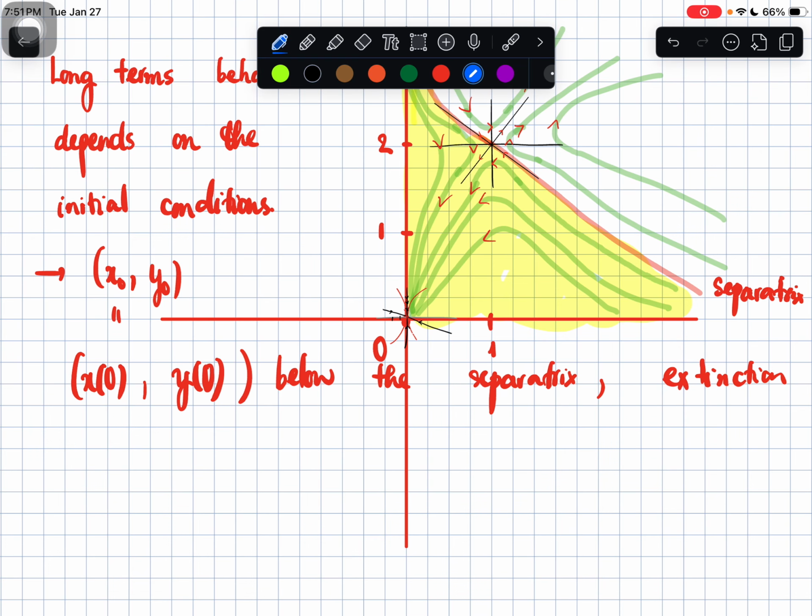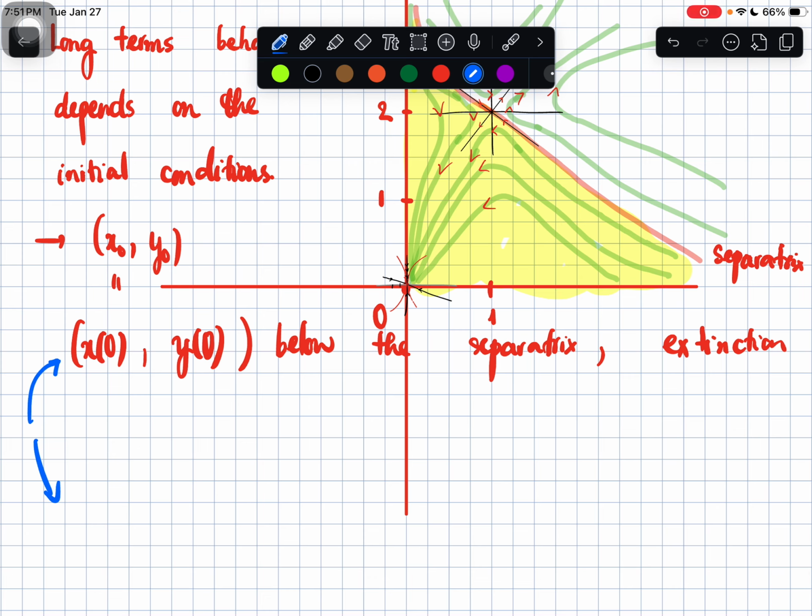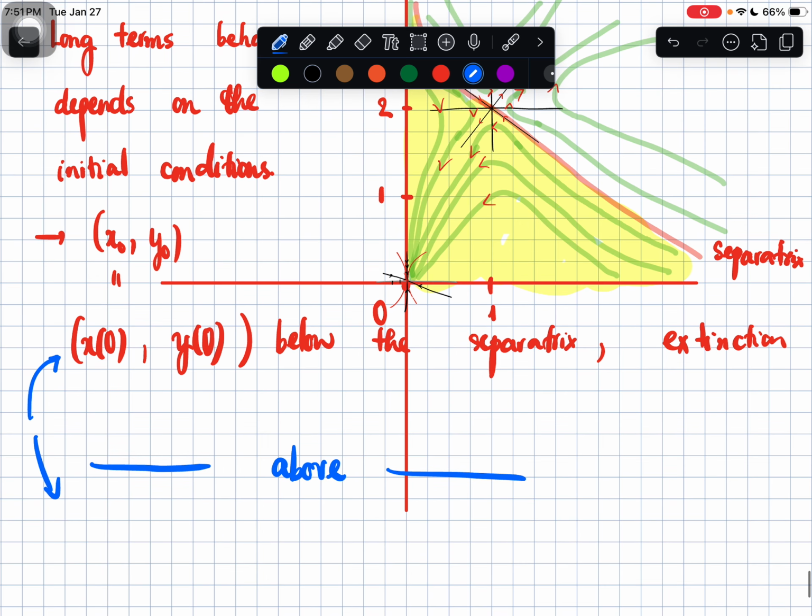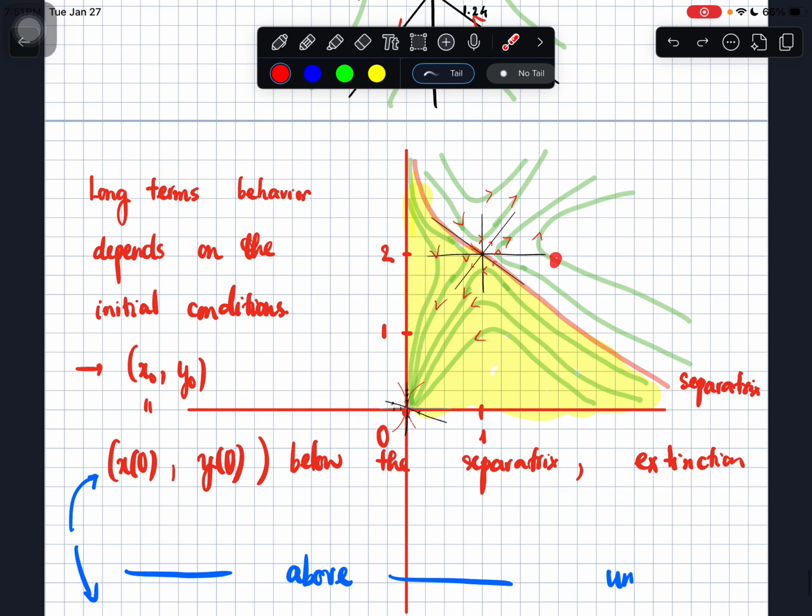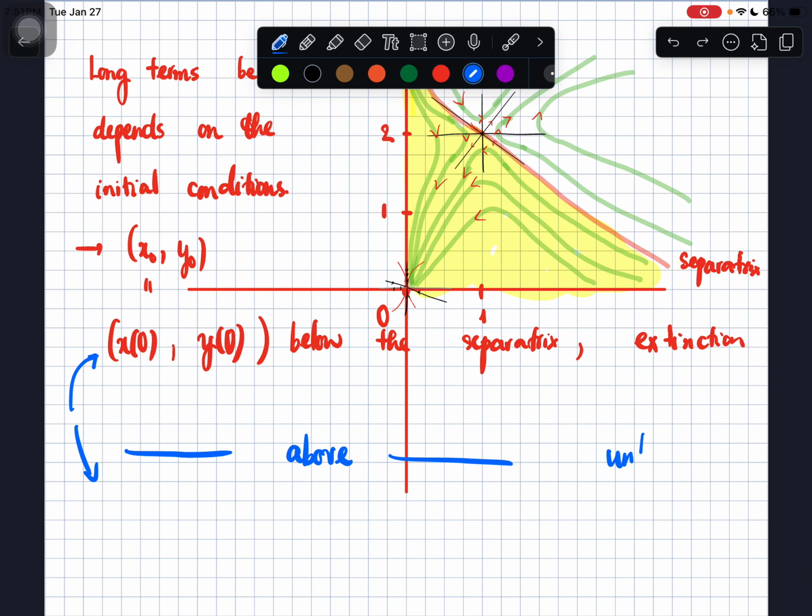And if the initial condition is above the separatrix, then we have unbounded growth. In this region, both of them will grow unboundedly.